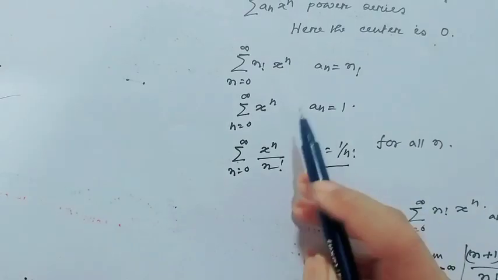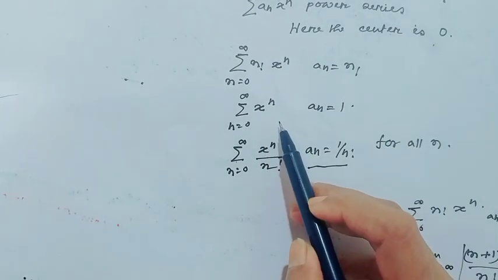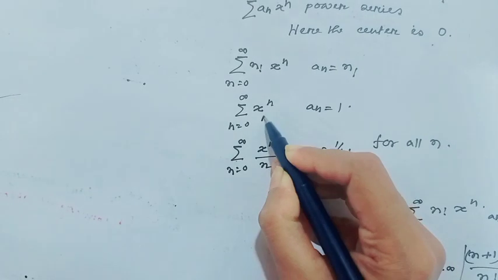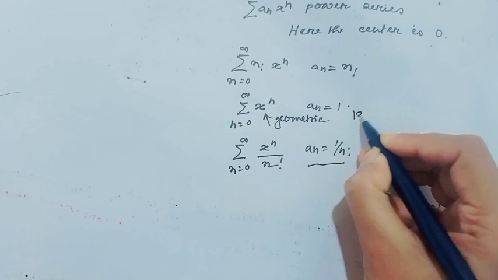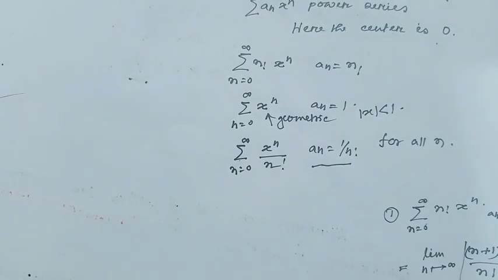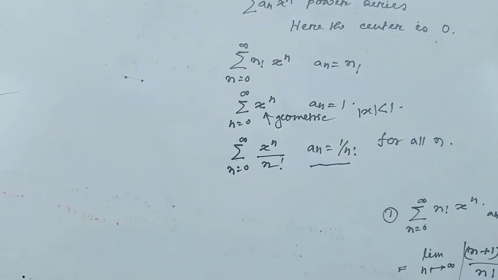Second example, the series x to the power n. Obviously, this is a geometric series and this series is convergent when mod x is less than 1. Otherwise, this series is divergent.